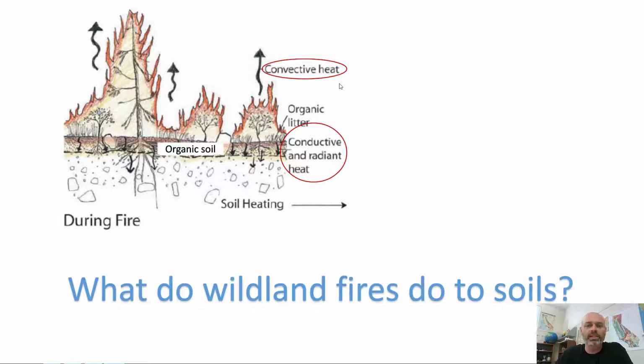And the big things here that you want to see are the types of ways that we transfer heat. So we've got convection, conduction, and radiation. Convection is allowing most of that heat just to go up into the air. But for the soil, conduction and radiation are transferring heat down into the soil, and that's going to matter for what's down there.